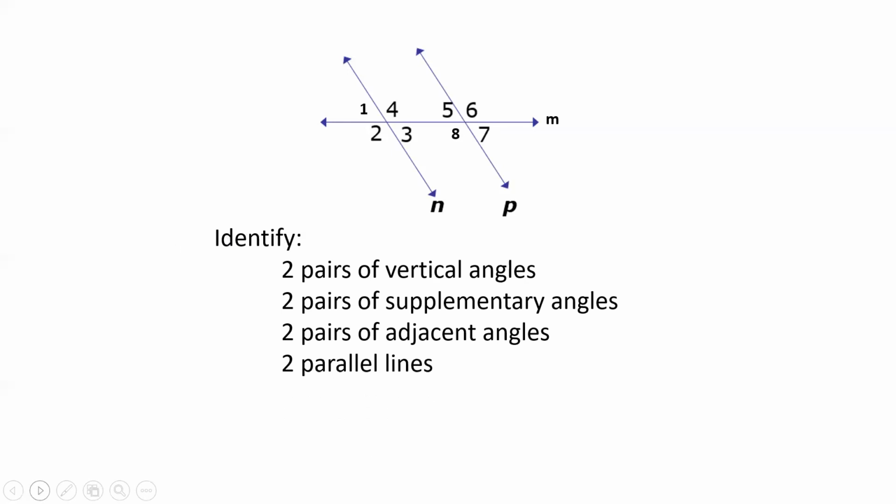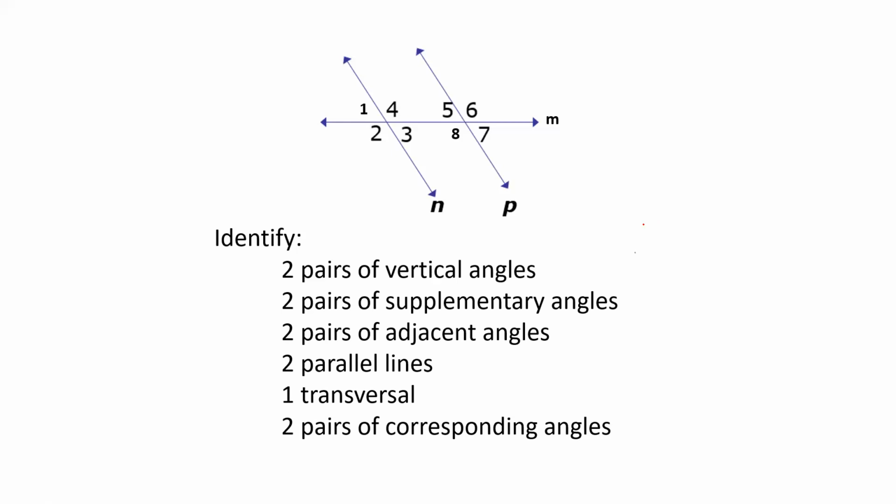Of course, our 2 parallel lines, we've already said, are N and P, and the transversal is letter M. And now let's look at corresponding angles. Corresponding angles are in the same position on each parallel line. So 1 and 5 are corresponding, and they're equal to each other. 4 and 6 are corresponding angles, 2 and 8, and 3 and 7. Now, I didn't ask about alternate interior and alternate exterior. I should have.